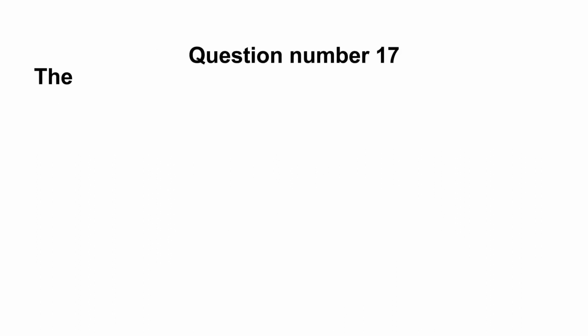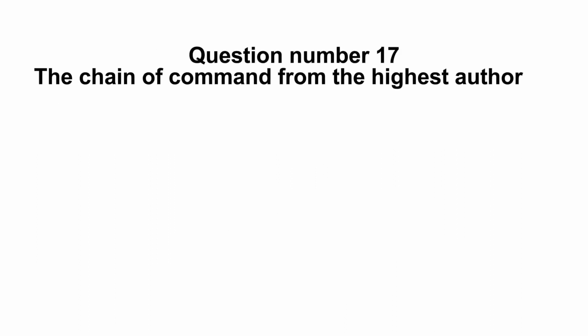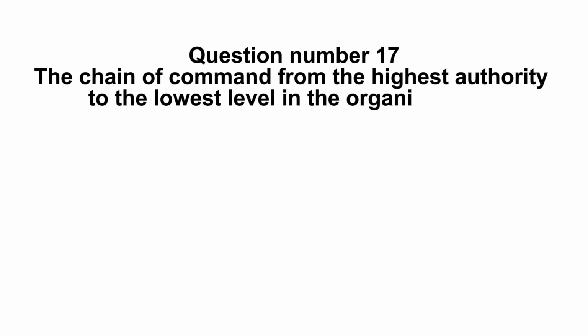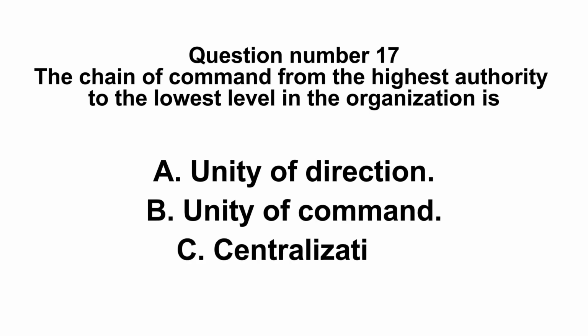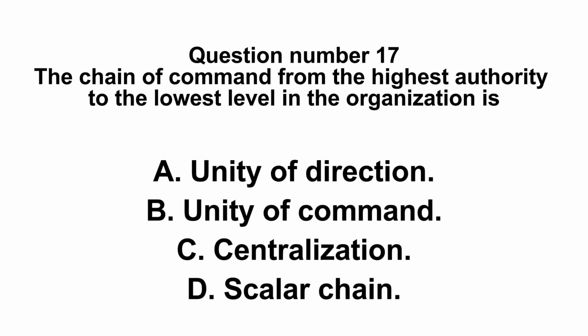Question number 17. The chain of command from the highest authority to the lowest level in the organization is A. Unity of direction. B. Unity of command. C. Centralization. D. Scalar chain. And the correct answer is D.